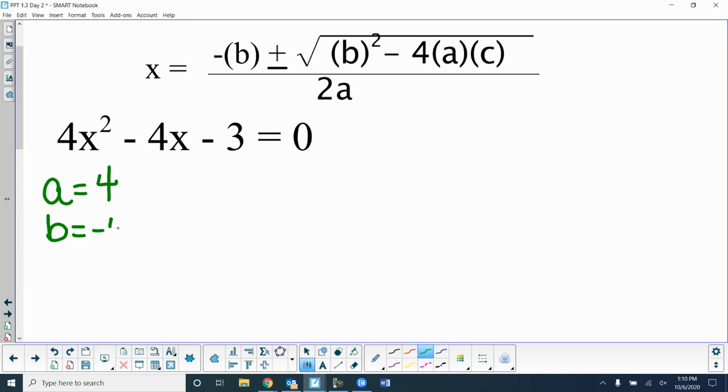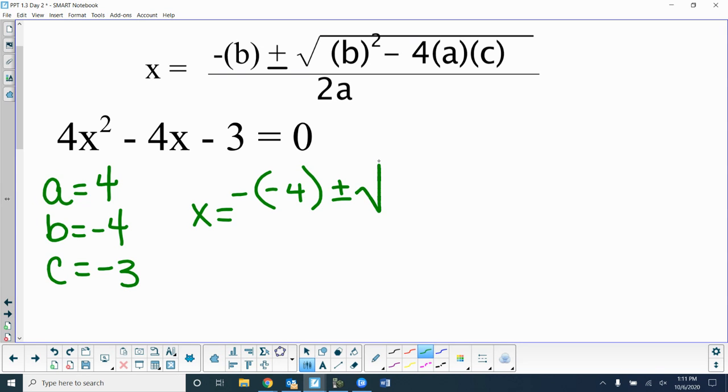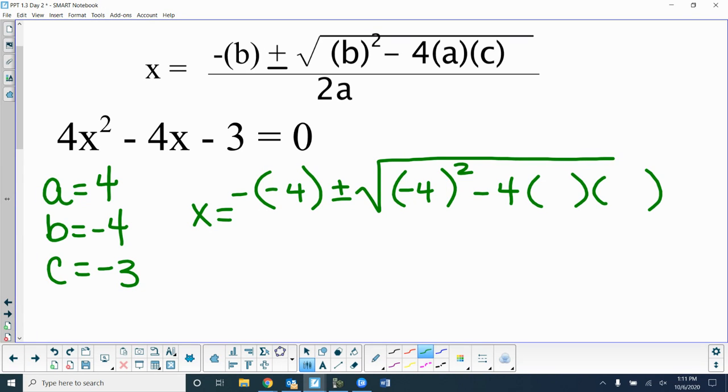Thank you. Tasha, what's my c value? Any questions on the a, b, and c value? So now you just plug those numbers in, right? So x equals negative b, which is negative 4, plus or minus the square root of b, which again was negative 4 squared. It's always minus 4, right? That part's always the same, minus the 4. And then a is 4 and c is negative 3.